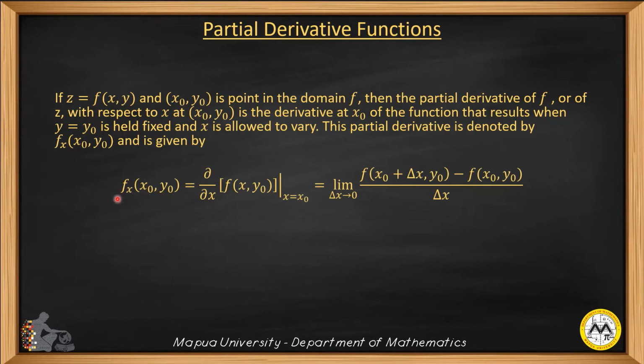You can make use of the symbol to denote partial derivative of f with respect to x evaluated at x0, y0, or you may express this using the symbol where this one denotes partial derivative with respect to x, and by definition is the limit of the difference quotient f of x sub 0 plus delta x, y sub 0 minus f of x0, y0 divided by delta x as delta x approaches 0.